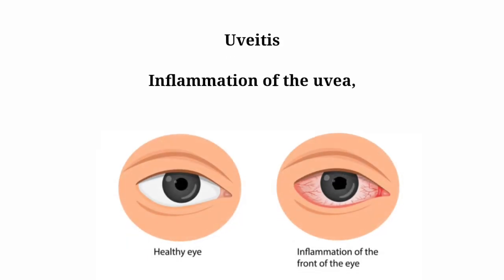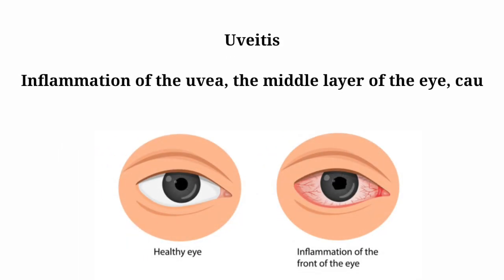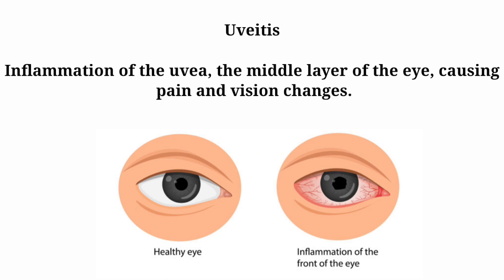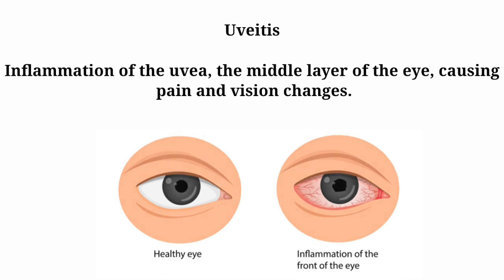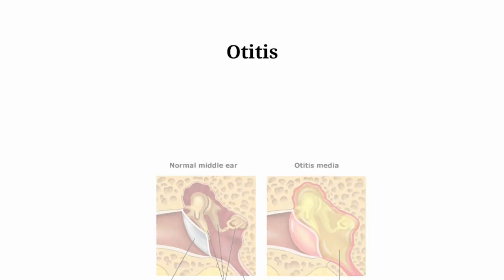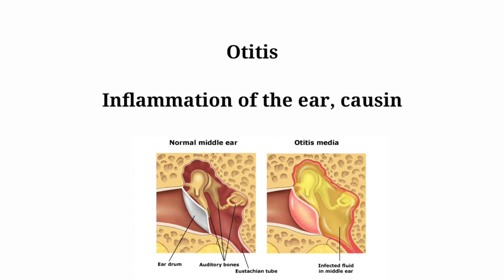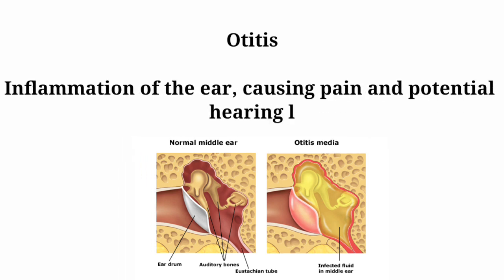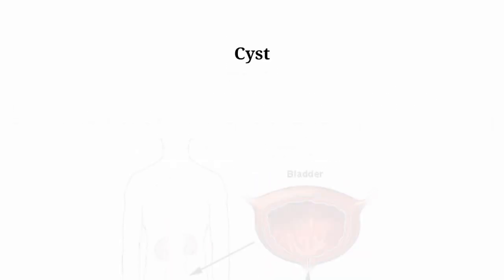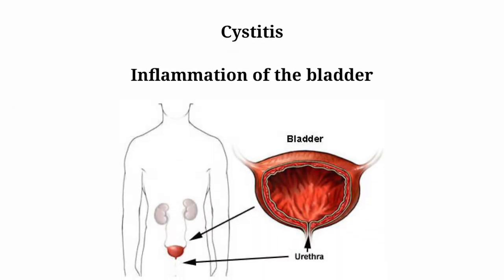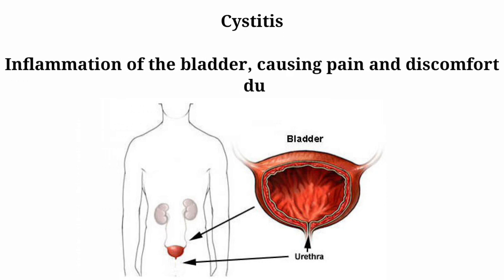Uveitis, inflammation of the uvea, the middle layer of the eye causing pain and vision changes. Otitis, inflammation of the ear causing pain and potential hearing loss. Cystitis, inflammation of the bladder causing pain and discomfort during urination.